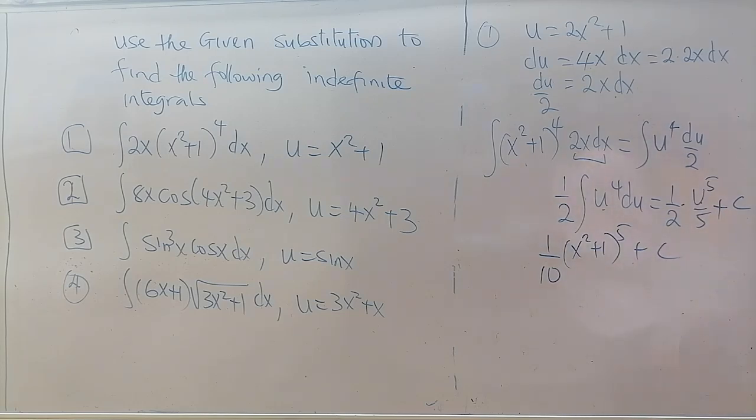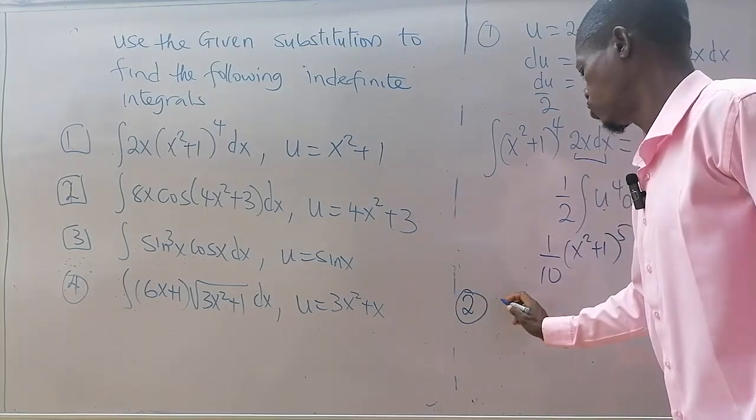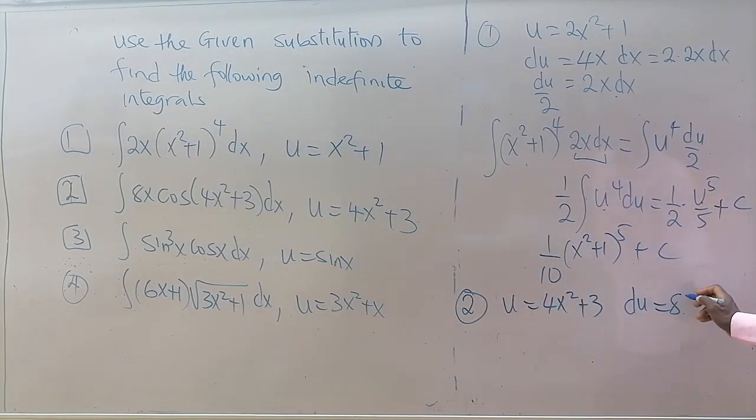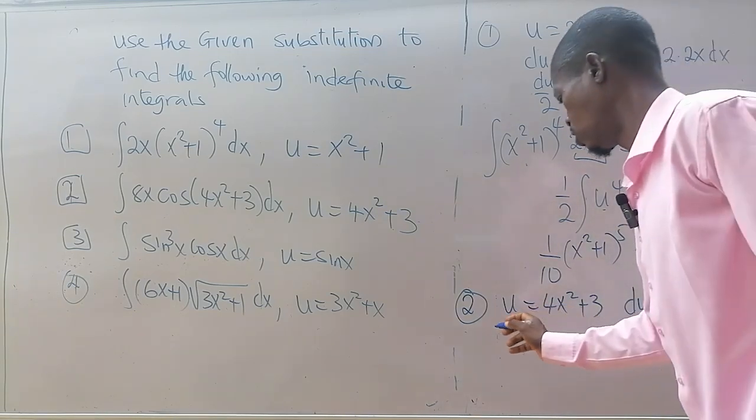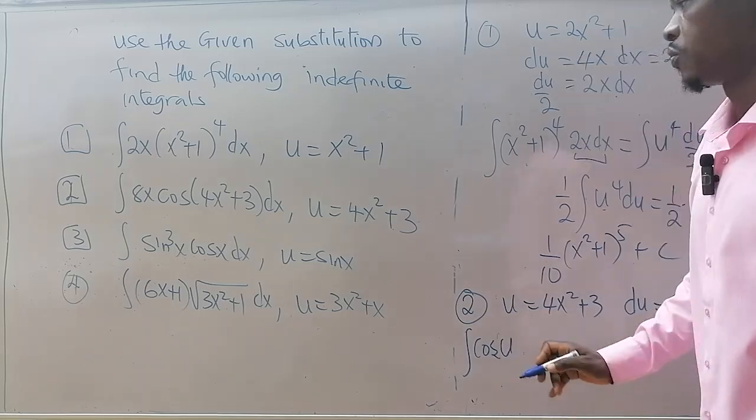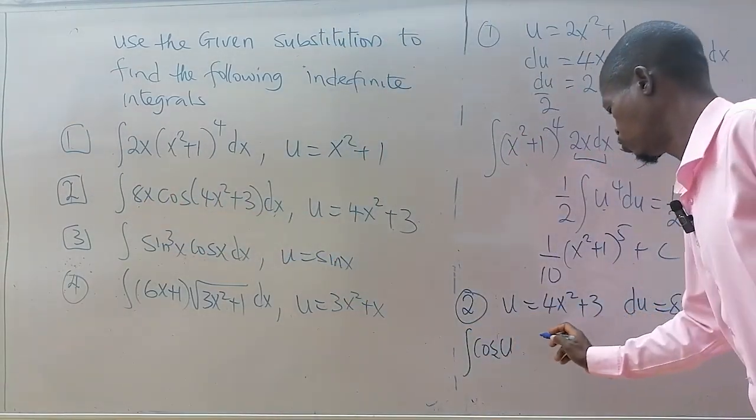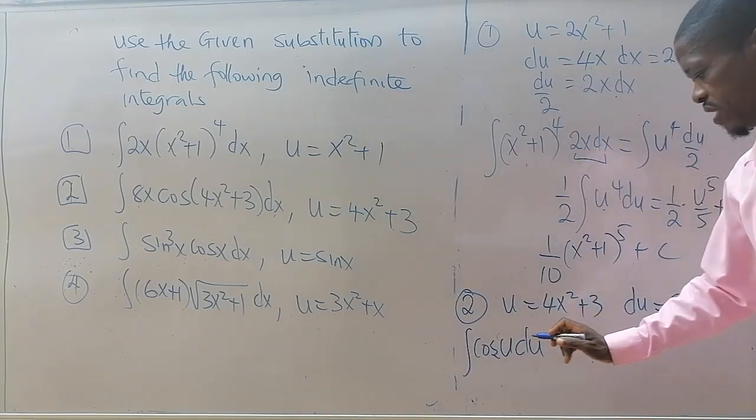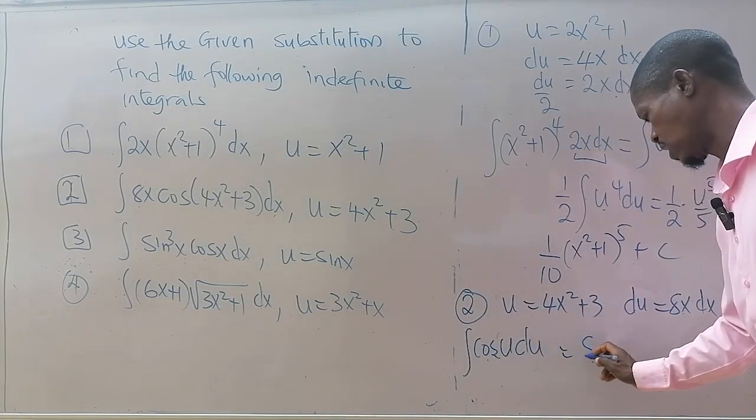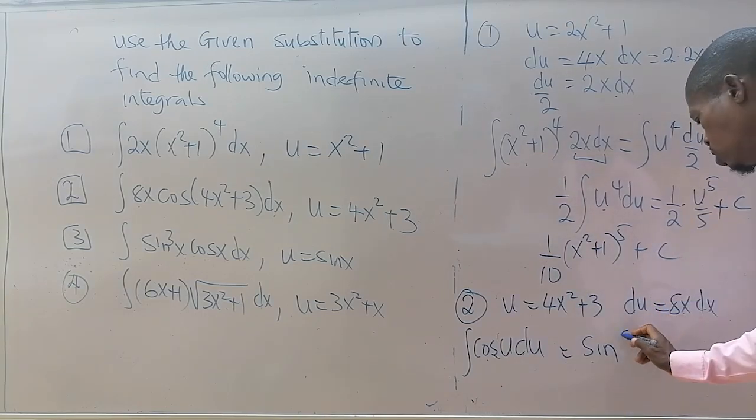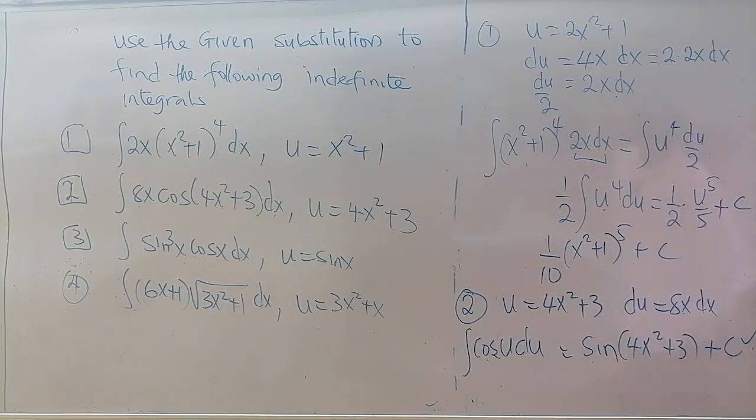Question 2, we are also instructed to use u as this. Find your du dx. That's 8x dx. So our question will now become cos u, and don't forget, we can bring this together: 8x dx, that's du. If you integrate cos, that will give you sine of the function, sine u. So I'm going to return the u back. My u is this, and then finally plus c. So that's that on the second one.